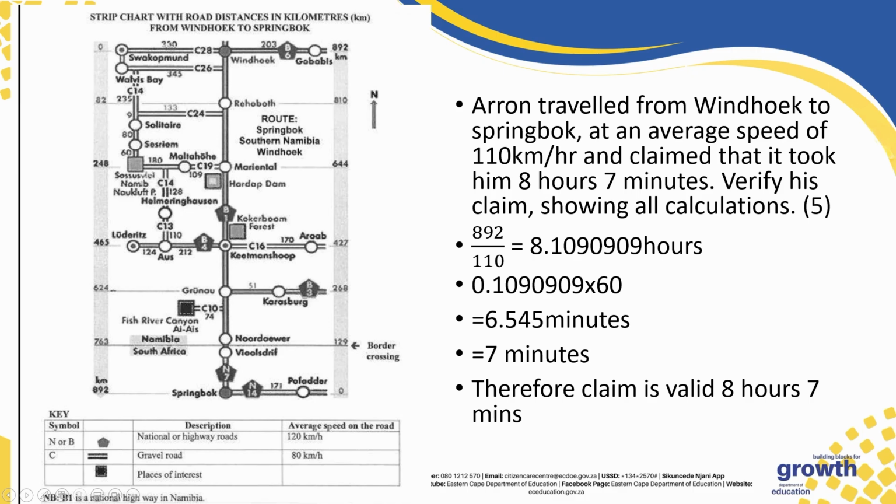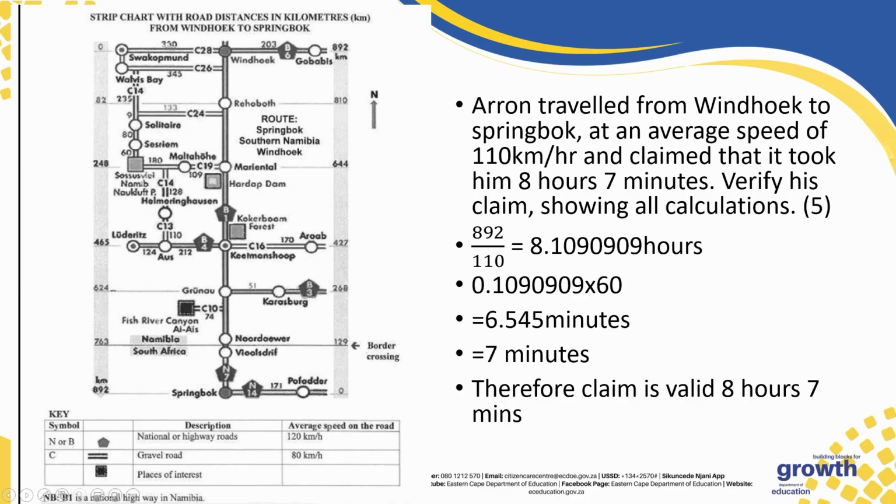Now, I take the comma. The hours I have are 8, but I want to see how many minutes are represented by that decimal. So I will take the decimal alone and multiply it by 60 to change it to minutes. Then it gives me 6,545 minutes. So I round that to 7 minutes. So therefore, the claim is correct. It is 8 hours, 7 minutes.